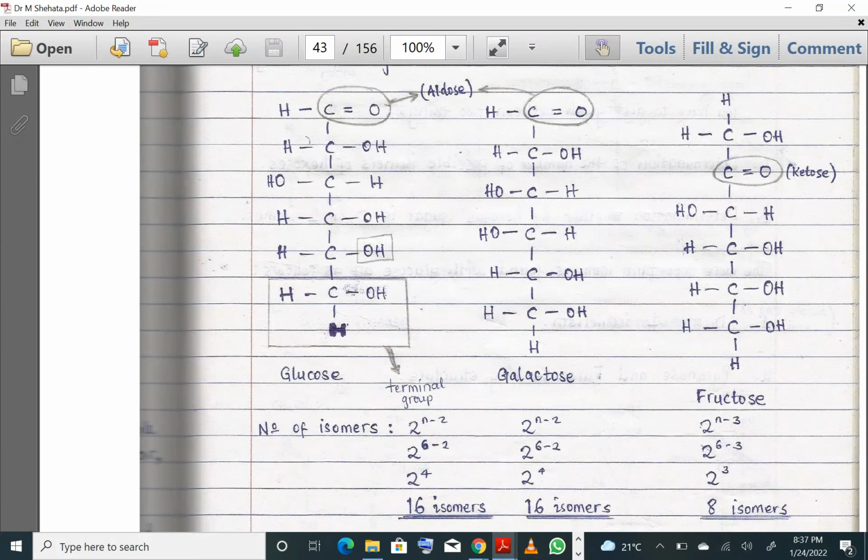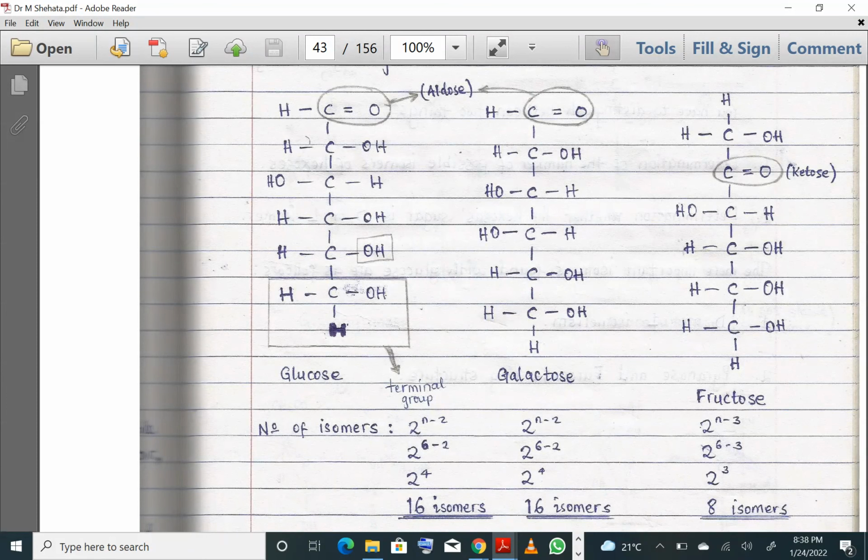Okay, that's great. So now here we have these structures: glucose, galactose, and fructose. Like we said, galactose and glucose are aldoses. As you can see, the functional groups are on the terminals, whereas fructose, it's within the compound, so that's a ketose.